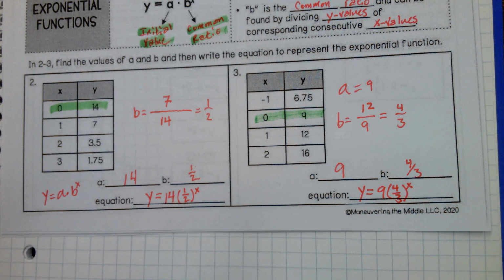Okay, if you did this correctly, you should have something like the a value is 9, and I set up the ratio 12 over 9, and that gave me 4/3, and I just left it as 4/3. If you did 1.3 repeating, that would be fine as well. So I got y equals 9 times 4/3 to the x.